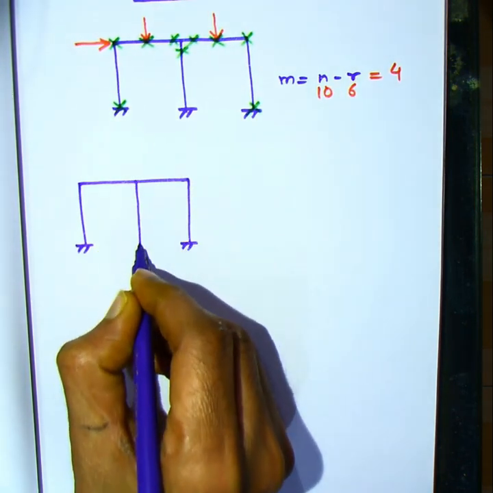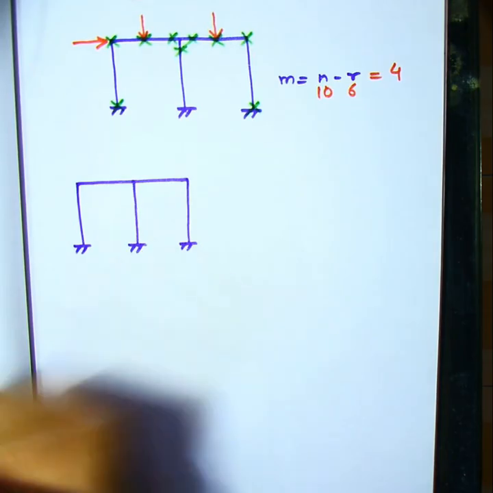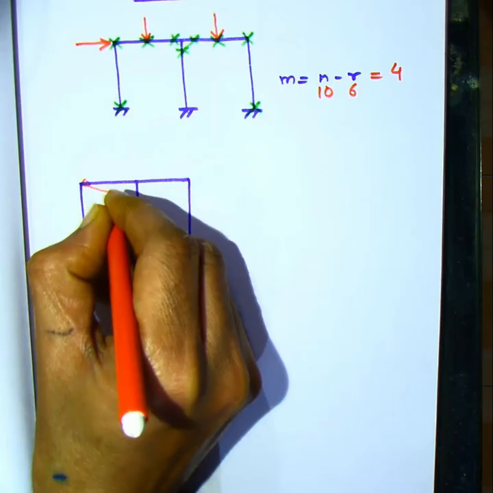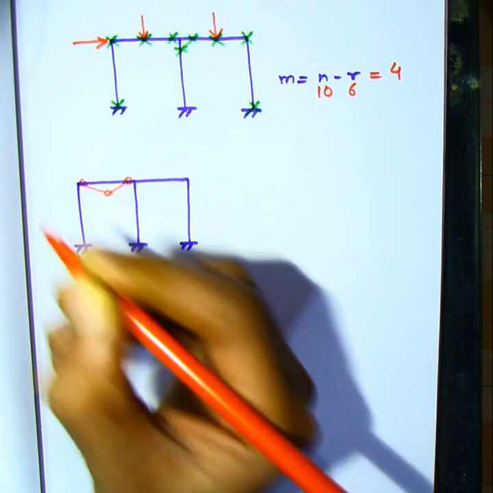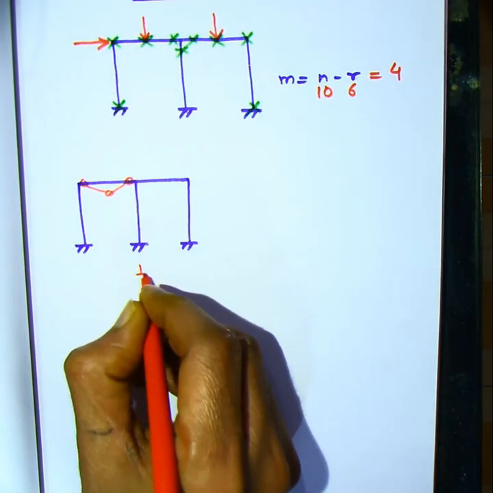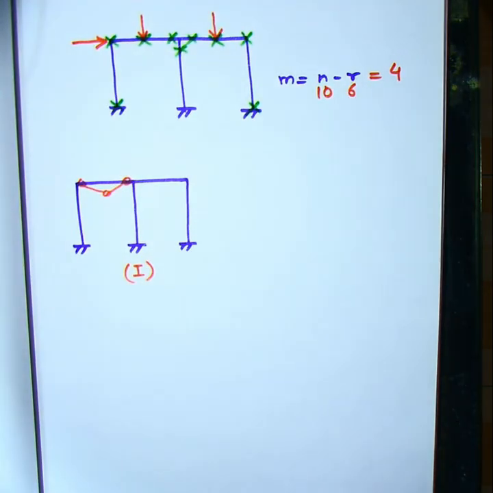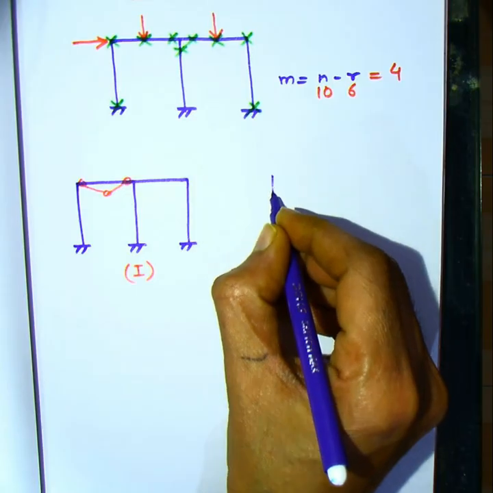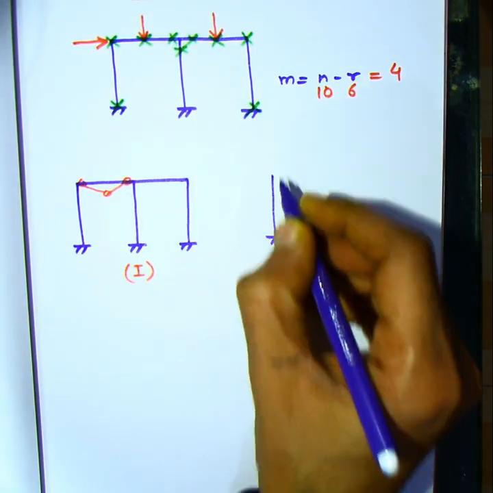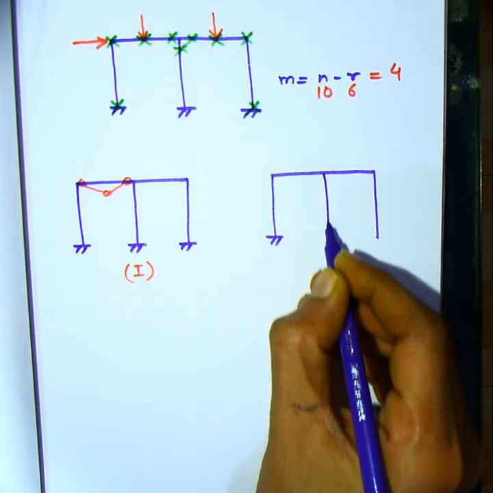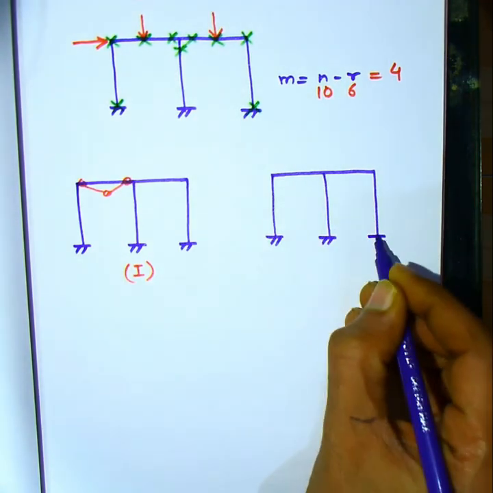The most obvious mechanism would be the beam mechanism. Here there are 2 possibilities. There are 2 beams at the first floor, so any one of them undergoing the mechanism formation would represent a possible mechanism. Here we are showing mechanism number 1 involving the left beam, and now we are showing mechanism number 2 involving the right beam.